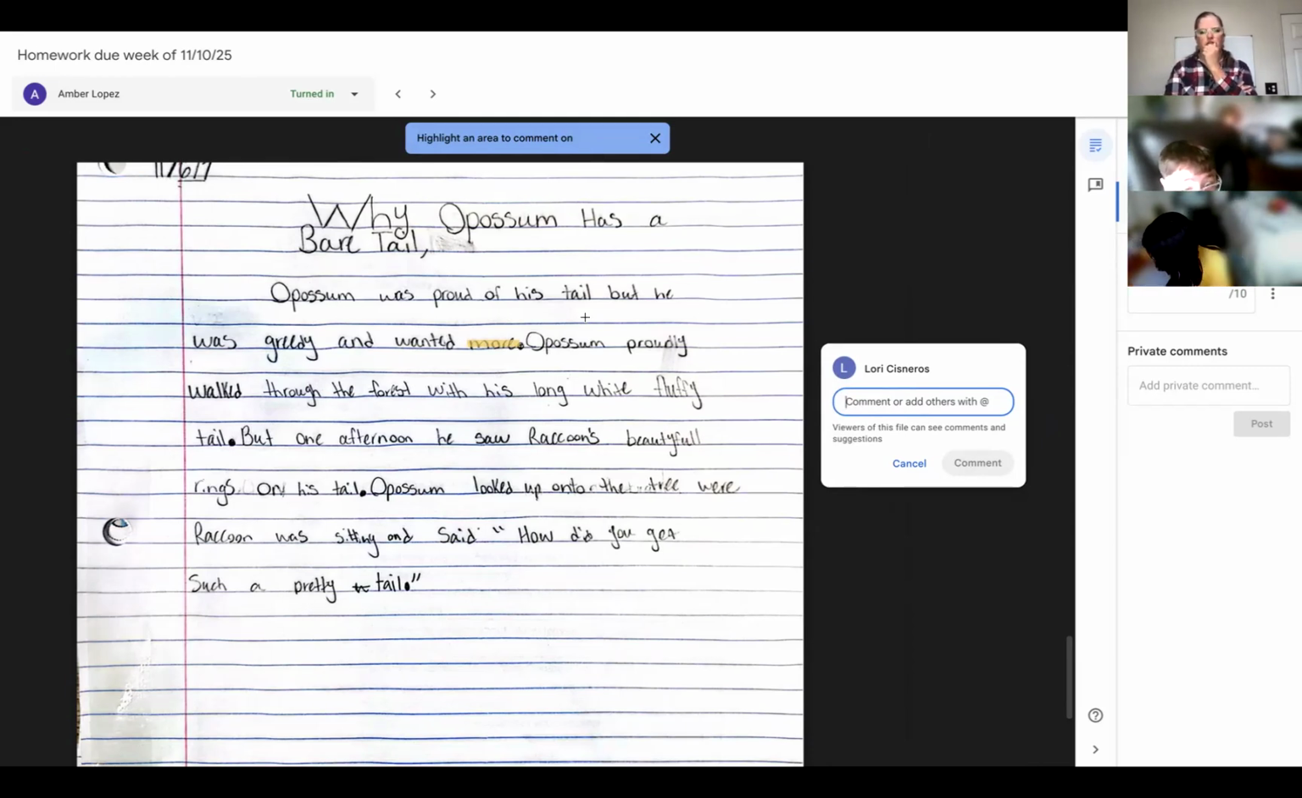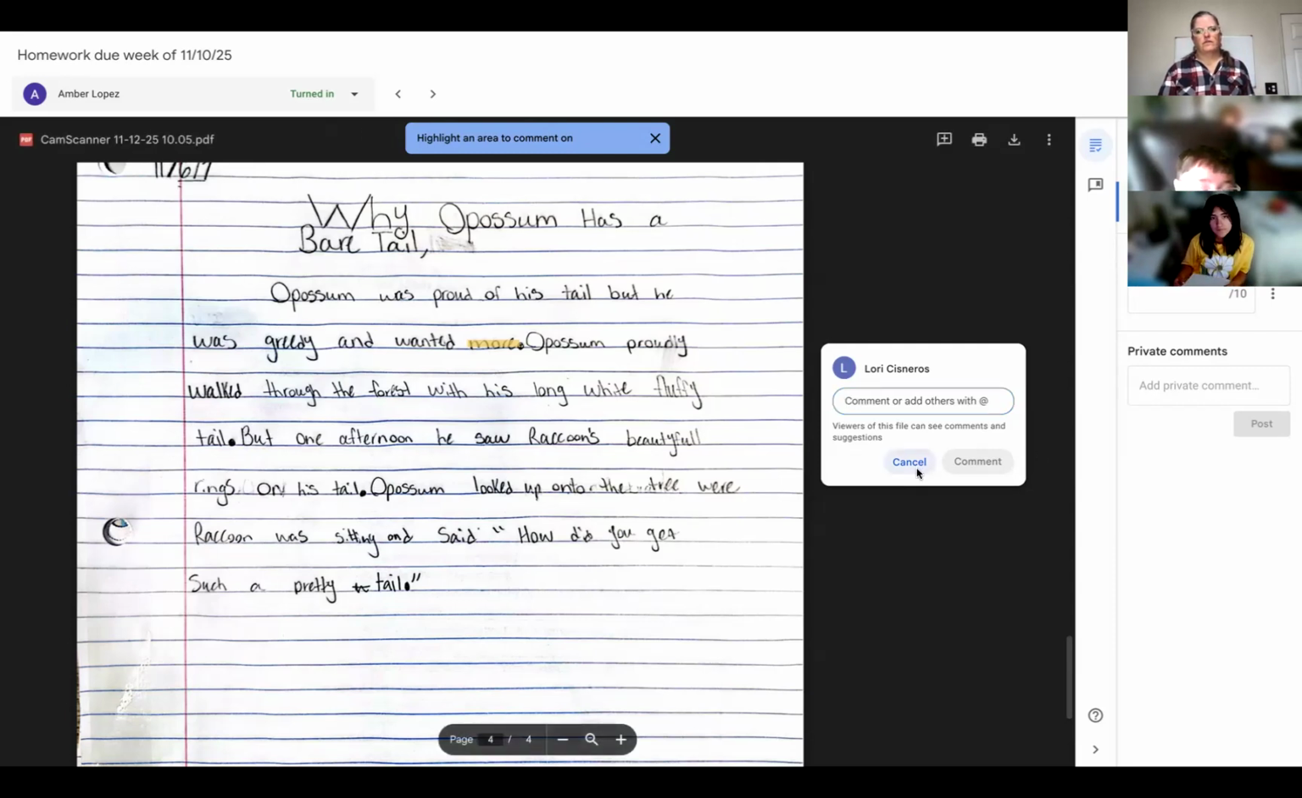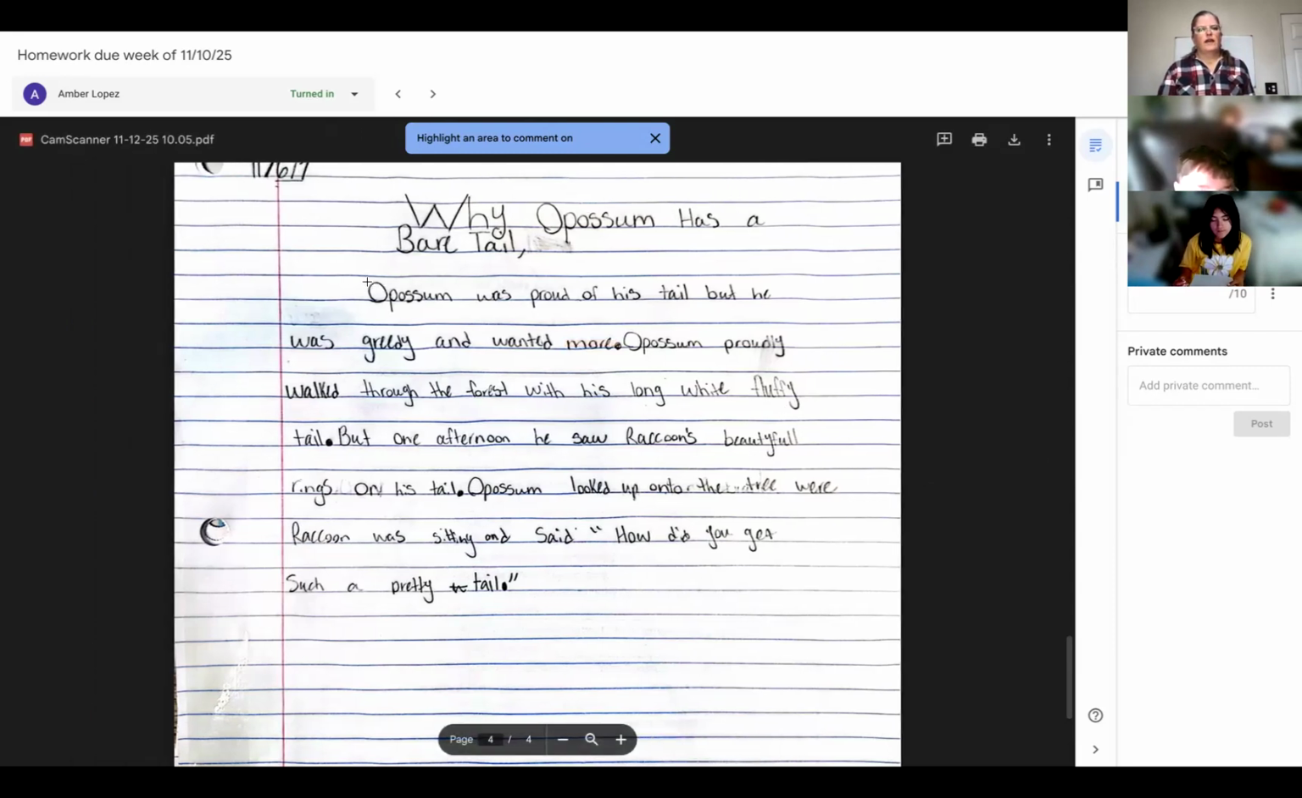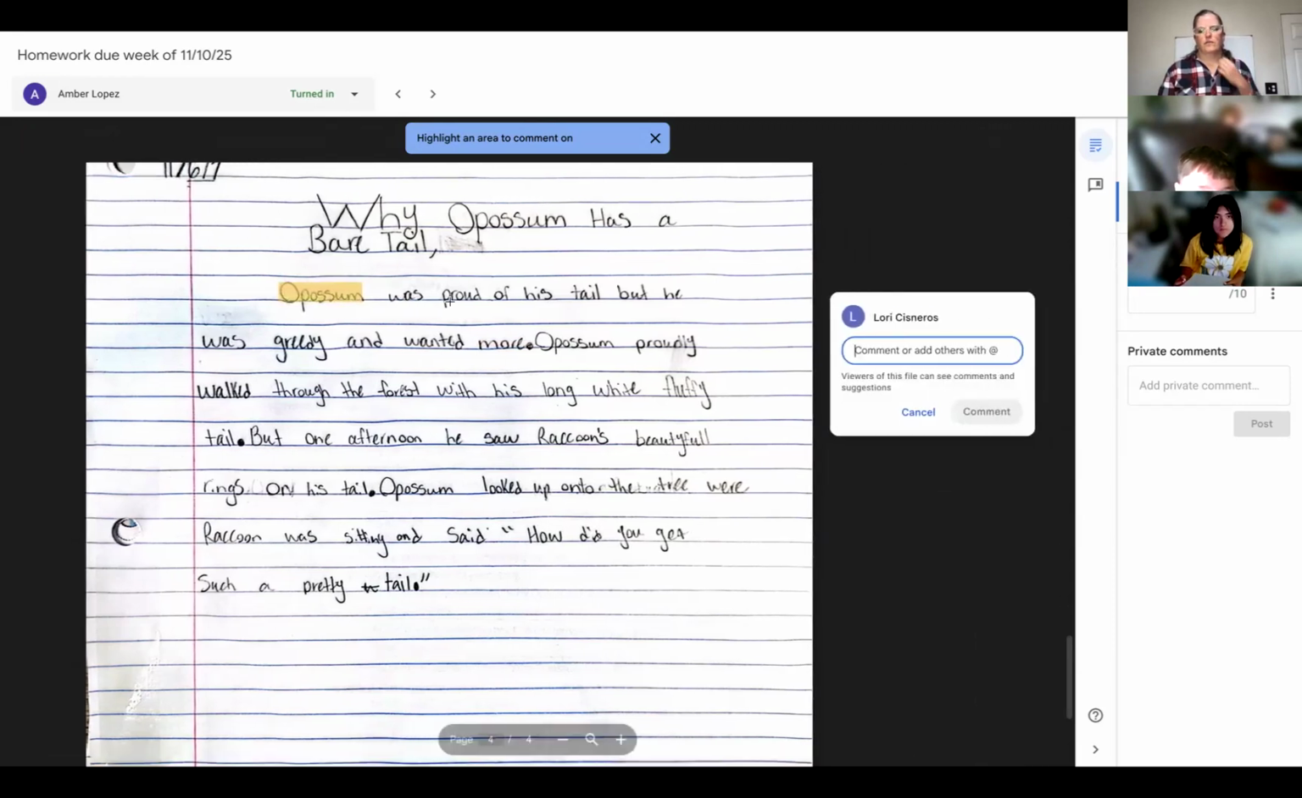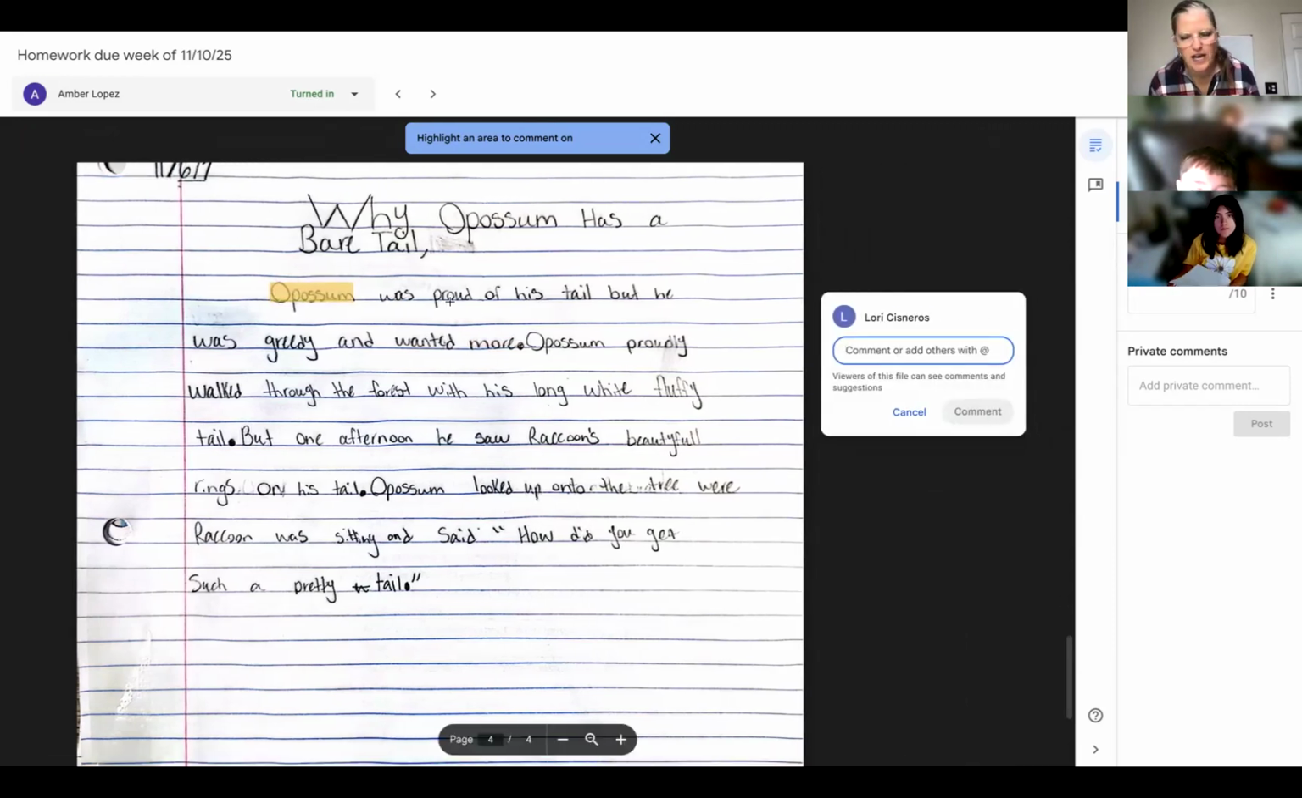And then I have an idea for a who clause. Okay. All right, so look at the beginning of that sentence now. And right after the word opossum, because it's a character that's acting kind of like a person, right? Because they're talking and he's greedy and all these things that animals aren't normally. We can do like opossum who was proud of his tail. That's exactly what I was going to suggest.